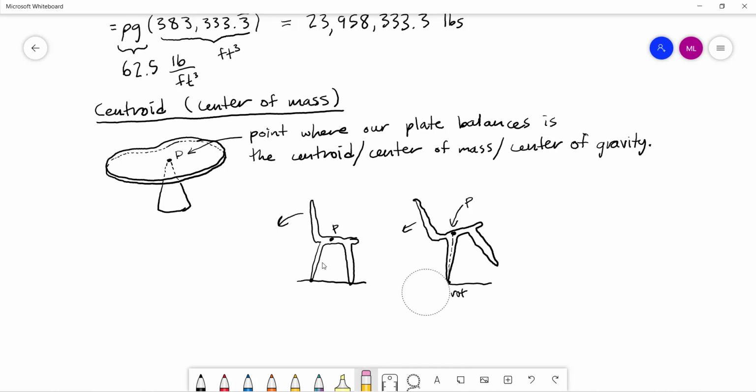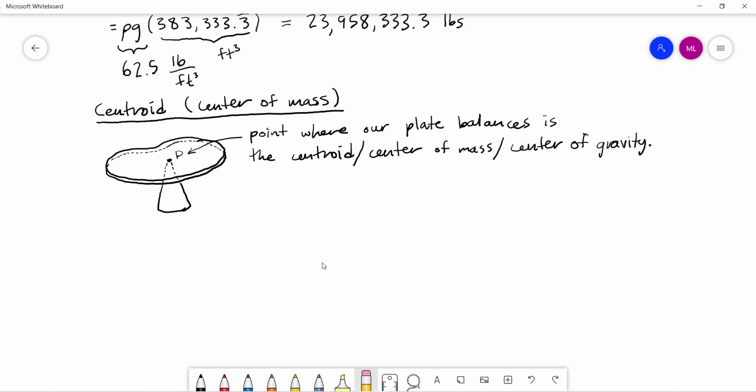So let me delete this. We don't need this picture, but that's the reason we might care about the center of mass. Similarly, if you're sending an object up into space, the center of mass or center of gravity is the point about which it would rotate if it was free floating without gravity being applied to it.